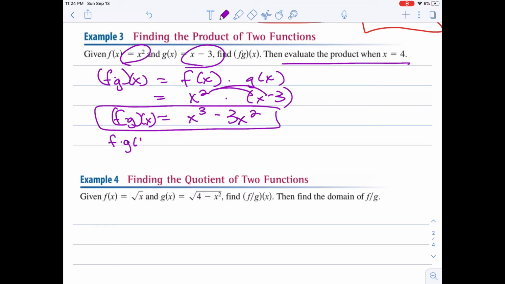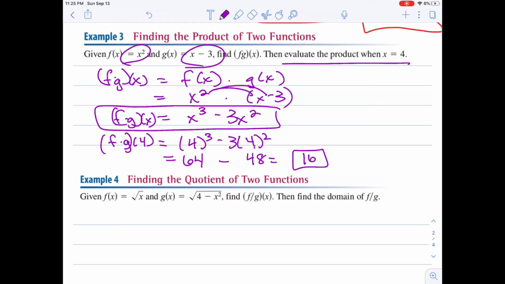So we're really looking for f times g of 4, which we know we just plug into x every time we see x. So this is really 4 cubed minus 3 times 4 squared. 4 times 4 is 16 times 4 again. Should be 64. Minus 3 times 16. 16 times 3 is 48. We get a 16.